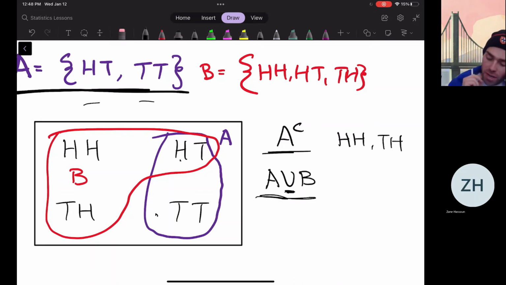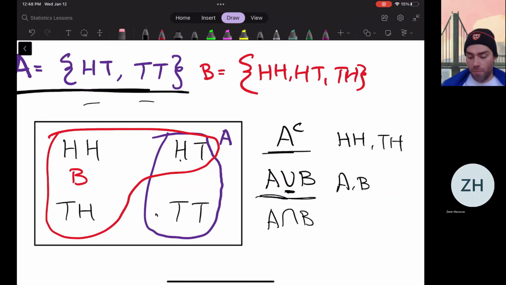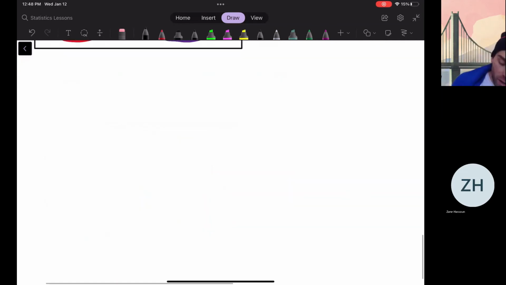The union of A and B would be all of the events, because A and B make up the entire sample space. But conversely, the intersection of A and B would just be HT, where we see this intersection, heads and tails. Now we can get into some laws of probability.